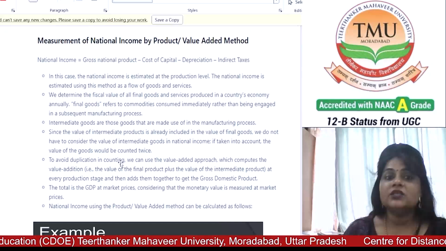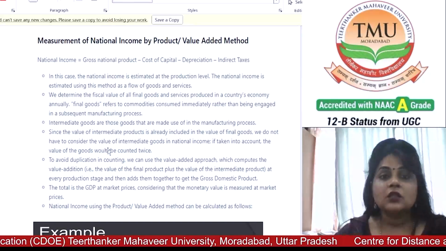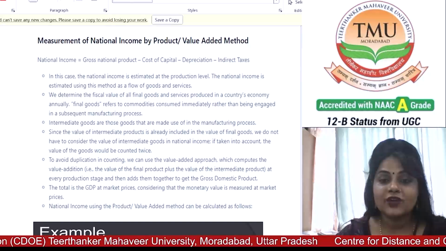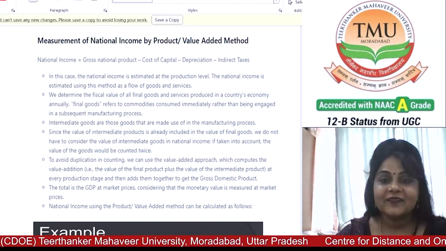So, if we say in this method, the value, sorry, my cursor is not working well, I think.